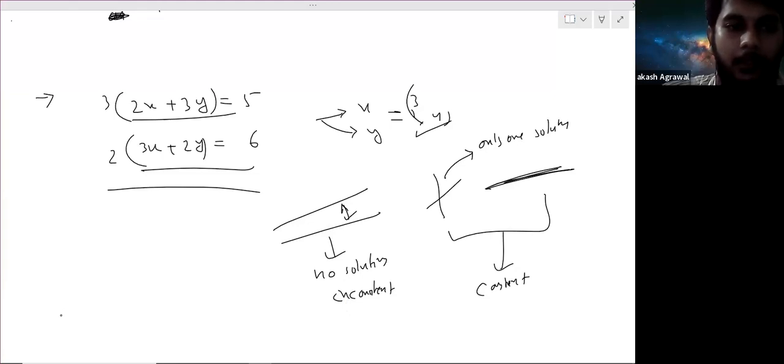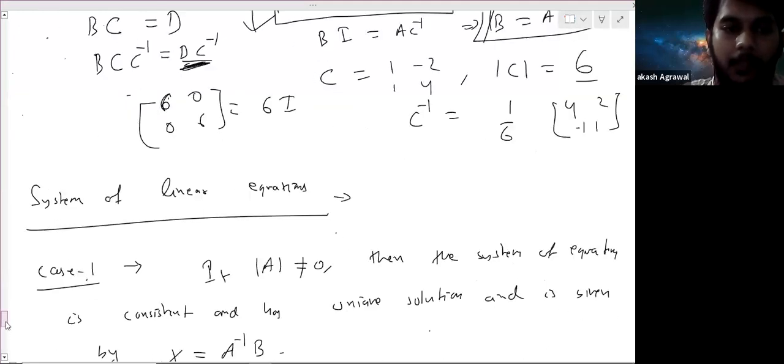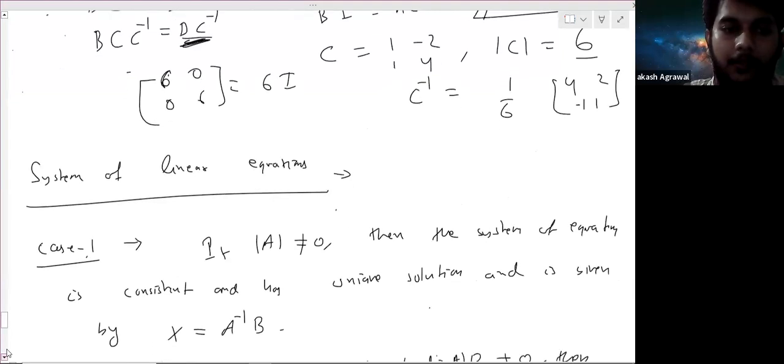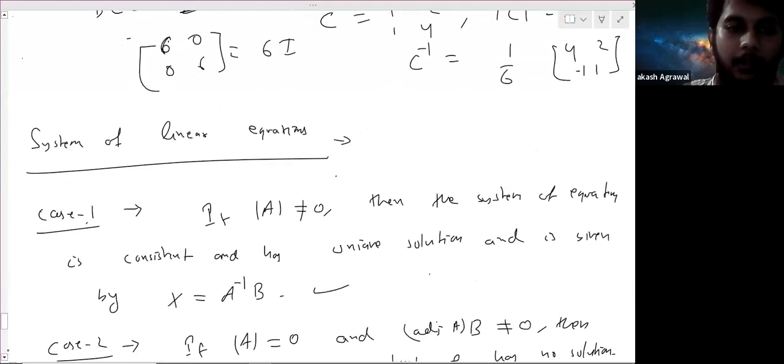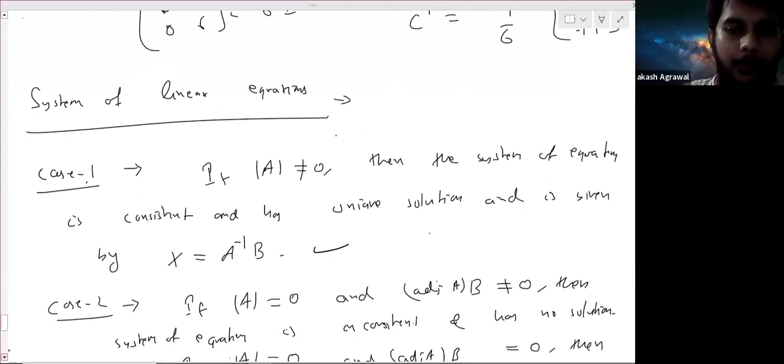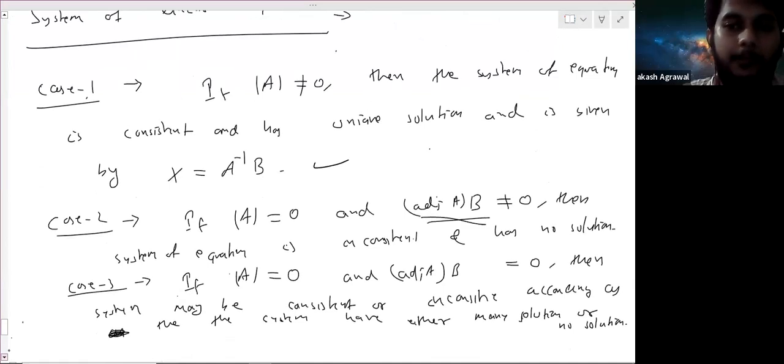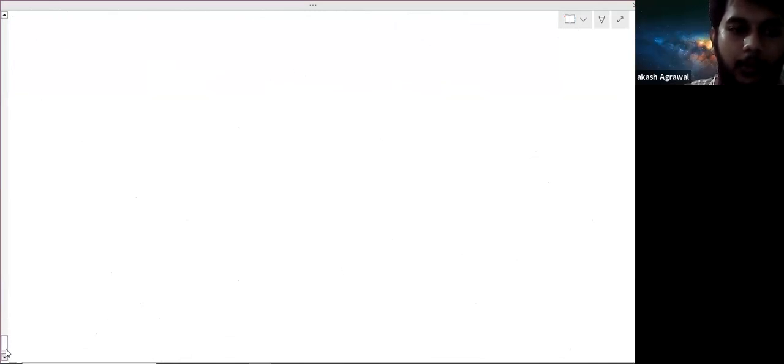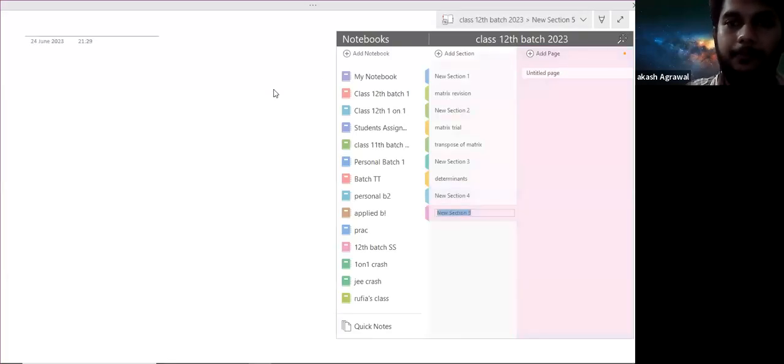Yes, okay. Sir, in this theory that I gave you, remember this: always first find the determinant of A, right? When you find the determinant of A, if it is not zero, then life is very easy. If it is zero, then you have to find adjoint of A into B, and then you can see which case it is. So let's jump into a question and see what this means.